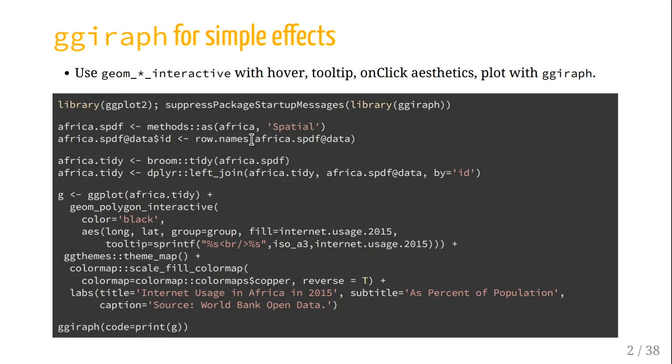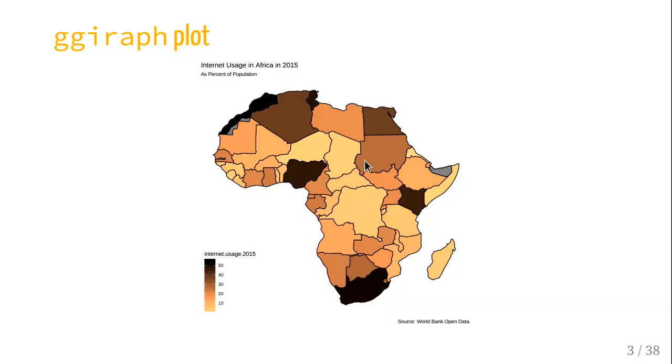And if you want to look at the code again, I said tooltip equal to the 3-digit country name and the internet population value for that. And that's it. ggiraph does that all for you. Nice, clean, smooth. And everything else was the ggplot2 that you already know.